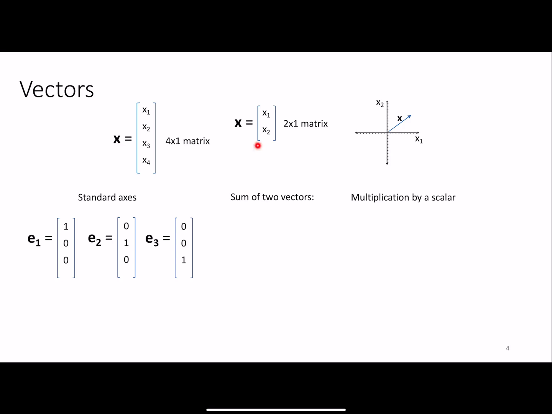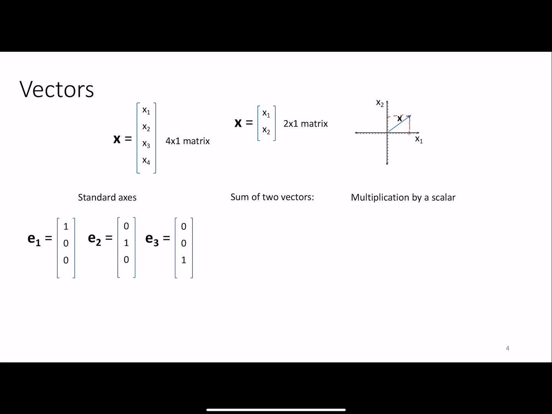In two and three dimensions in particular, we can actually visualize these vectors as being an arrow that starts at the origin and goes all the way to the corresponding point. So for example, x1 is the value on this axis, and x2 is the value on this axis. If we had an x3 value, for example if it was a three-dimensional vector, we would have another axis, and we can have a three-dimensional arrow, essentially.